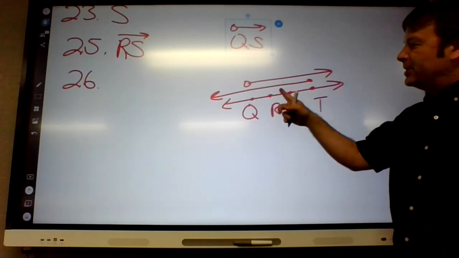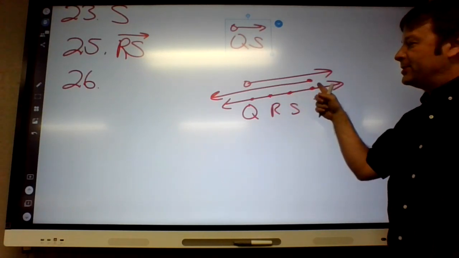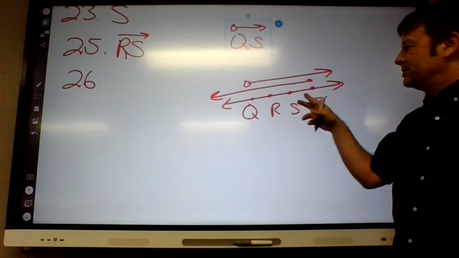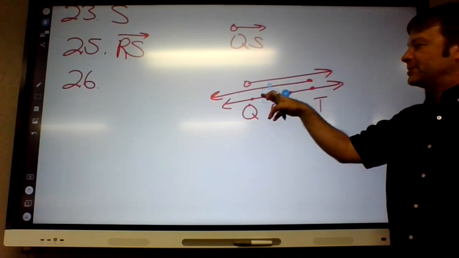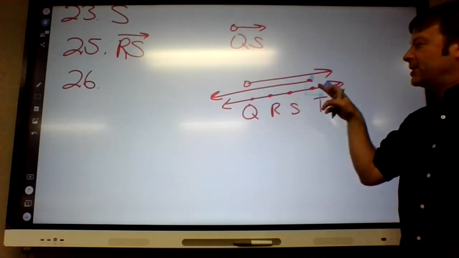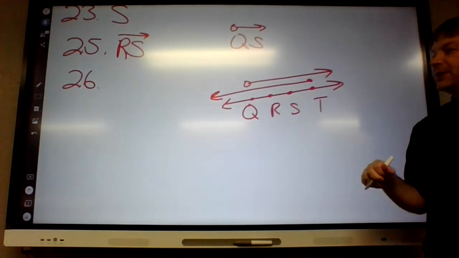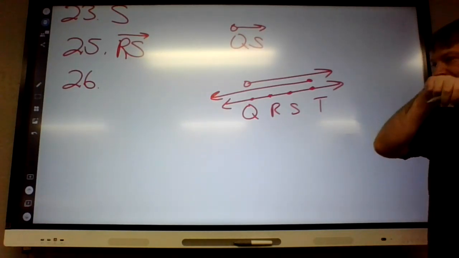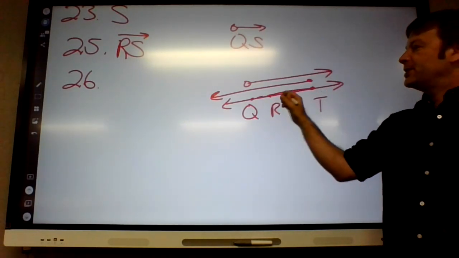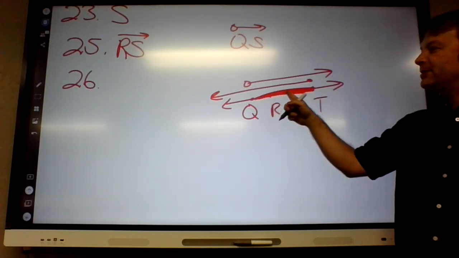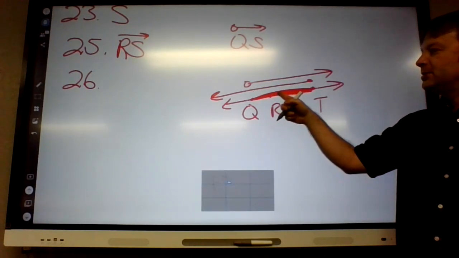Okay, we're not just talking about the points on the line, we're talking about the line. You guys know what I mean? These are not the answers. These are just there to give names to places. The answer is all this. Not R, not S, not Q, not T, all of that. That's what they have in common.